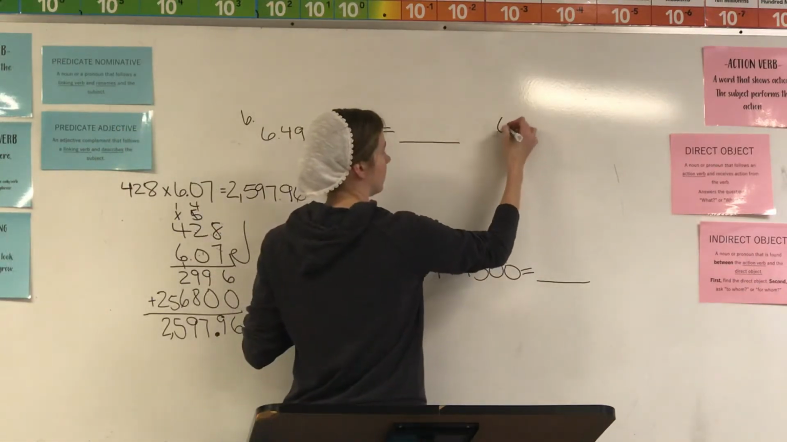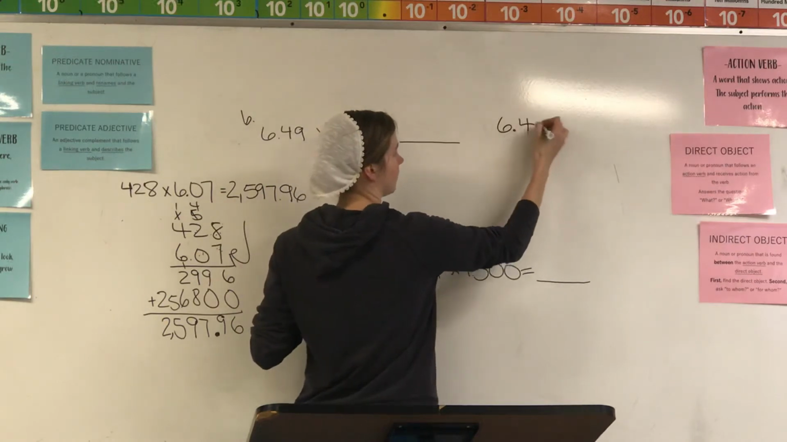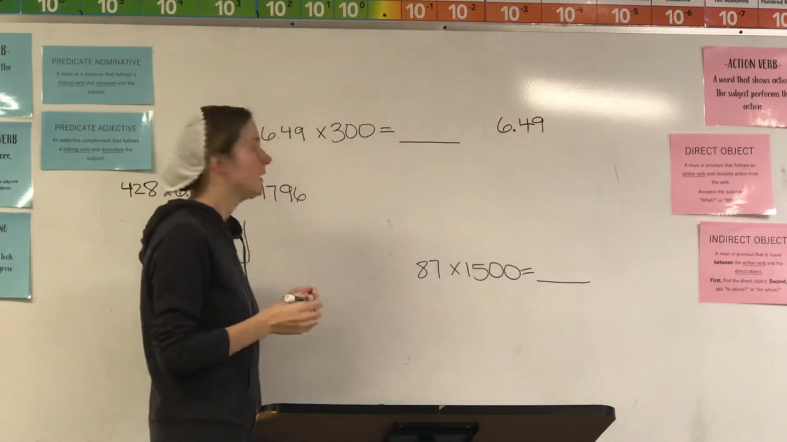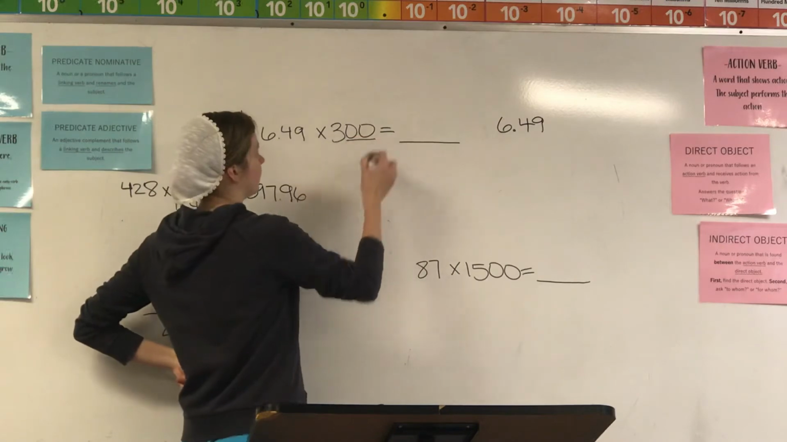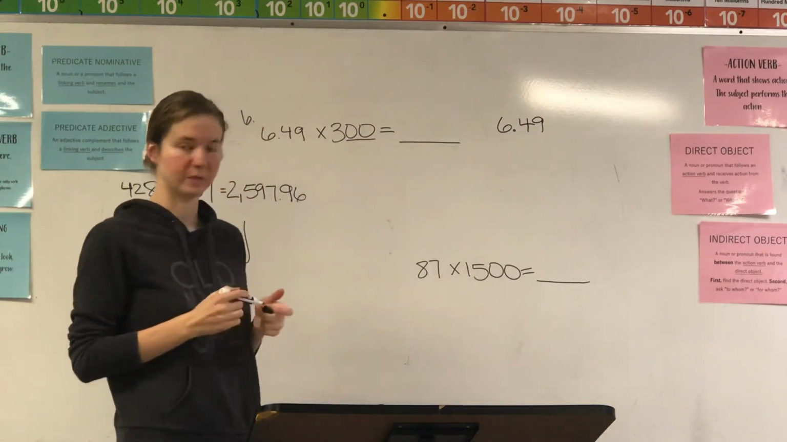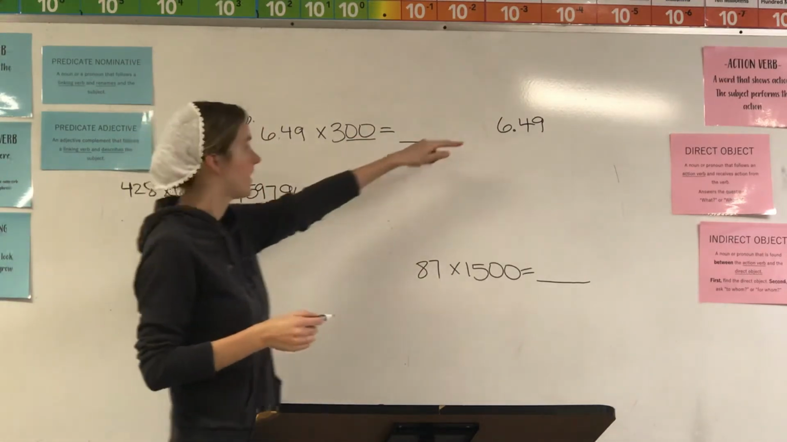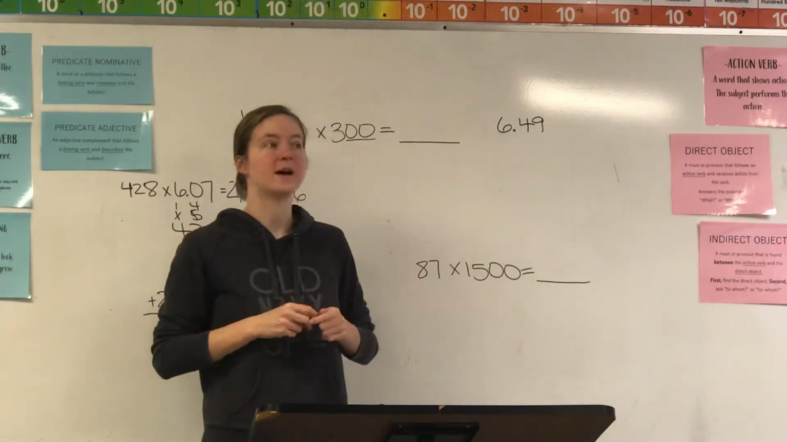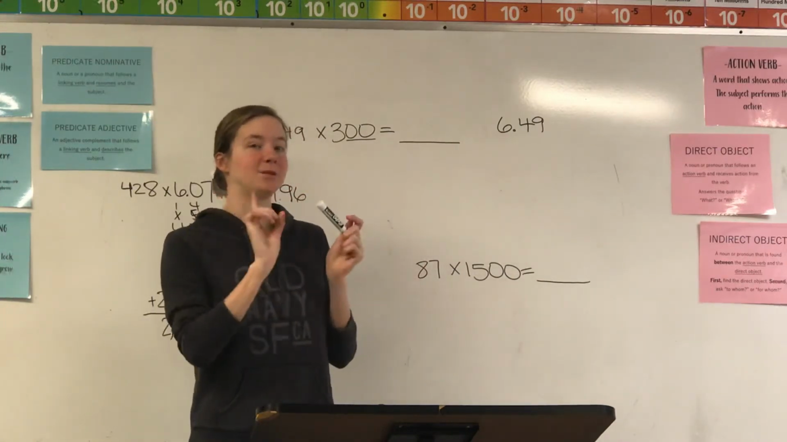So watch what I'm going to be doing. Okay, I'm going to do 6.49 on top. Now notice that 300 has 2 zeros in the tens and the ones place. You could write it right underneath it, but let me show you an easier way.